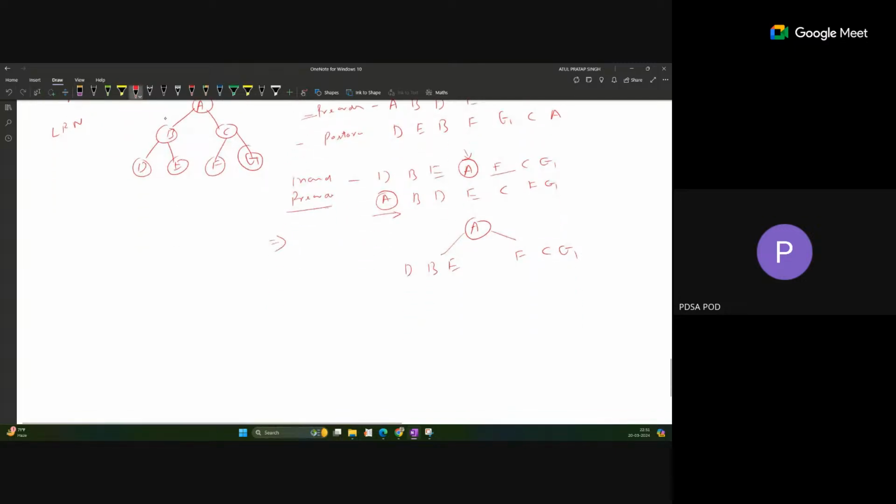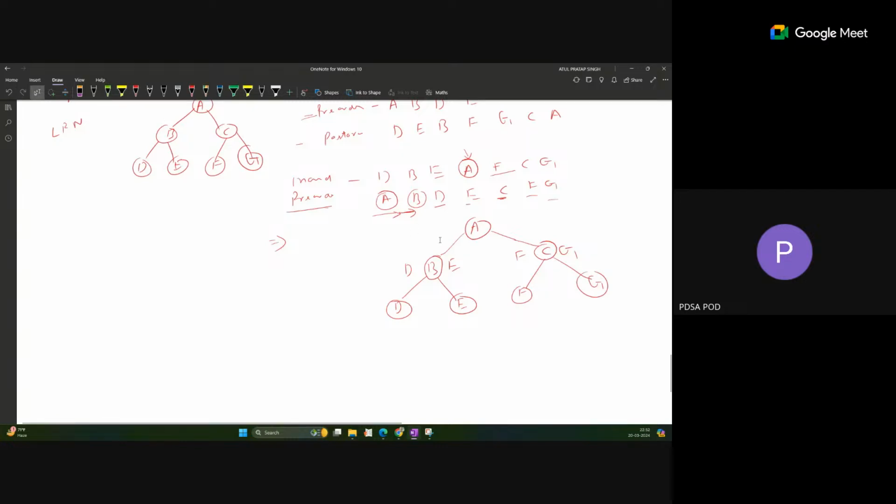Now just pick the second node, B, from the pre-order. So B will become a child of A. Now the nodes which are coming to the left will go this side, and the others this side. This is a single node, so this is the D node, and this is the E node. Now the same thing with C. C will become the child of A, F will be the left child, and G will be the right child. So we can reconstruct the tree.